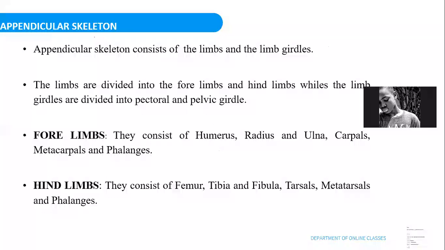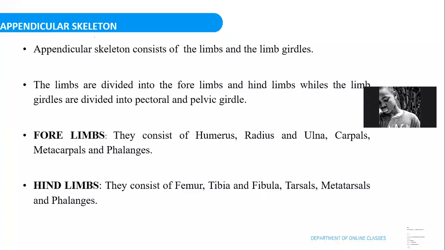I said the limbs are divided into forelimbs and hind limbs, while the limb girdles are divided into pectoral and pelvic girdle. Let's start the point from here. Appendicular skeleton consists of limbs and limb girdle. The limbs are what we just talked about. So the limbs are divided into forelimbs and hind limbs. So the forelimbs are your hands, and the hind limbs are your legs.